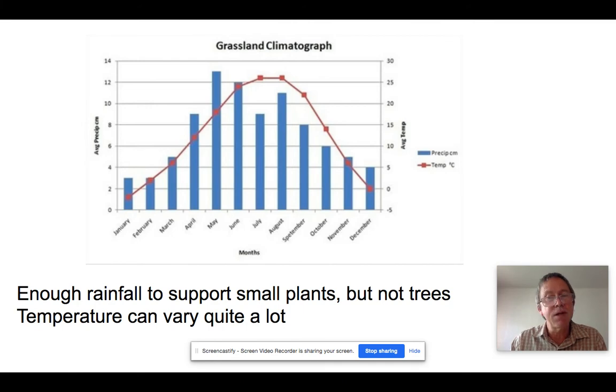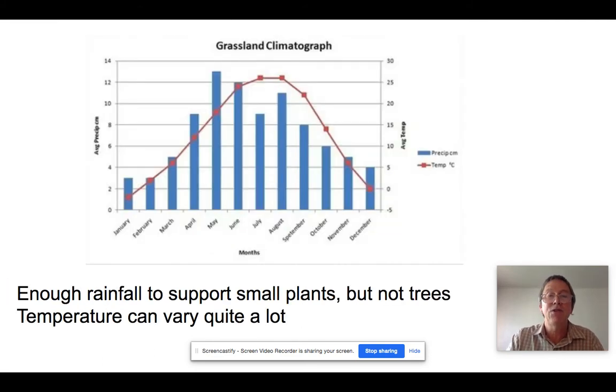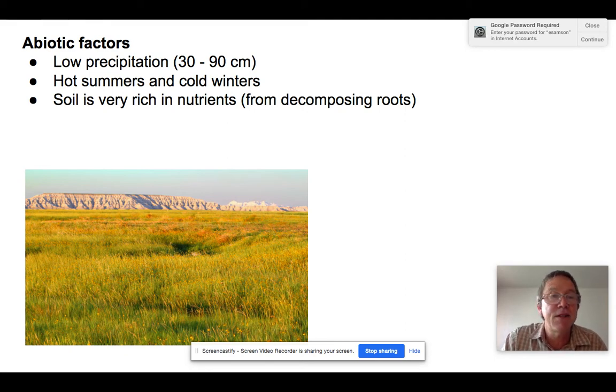The temperature can vary quite a bit. These grasslands are, as you saw in the previous slide, all over the place. And so you can imagine the temperatures can be very different in different parts of this. But the main commonality here is that there's just not quite enough. There's enough rainfall to have plants, just not enough to have trees. Okay? So these are quite common on our planet. They sometimes have hot summers and cold winters, but some places just have hot summers and don't really have that cold of winters.